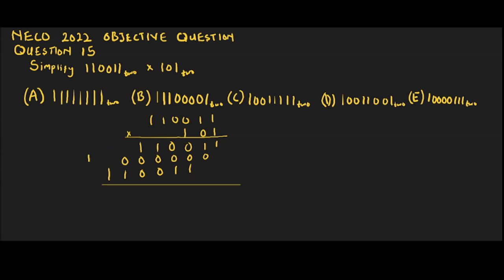Then we sum this up. 1 1 1 1 1 1 1 1. That means multiplying this is going to give us 11111111, and that's option A.